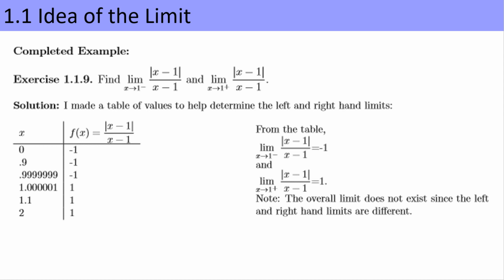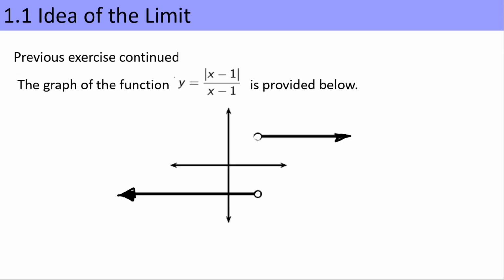So from the table, we gather that the limit as x approaches 1 from the left of the function is negative 1, and the limit as x approaches 1 from the right of the specified function is positive 1. Let's observe that the limit does not exist since the left-hand and right-hand limits are different. We'll continue with the previous exercise.